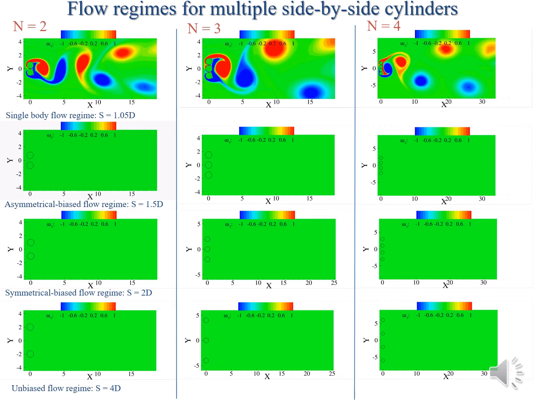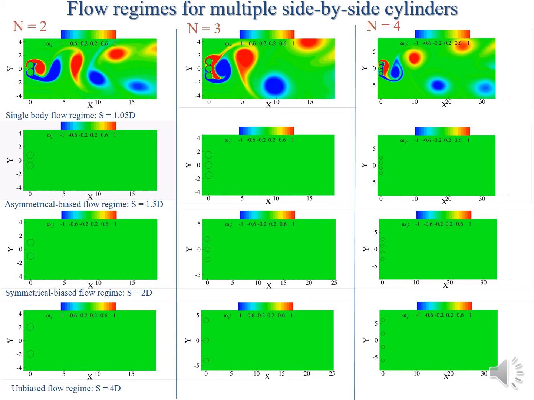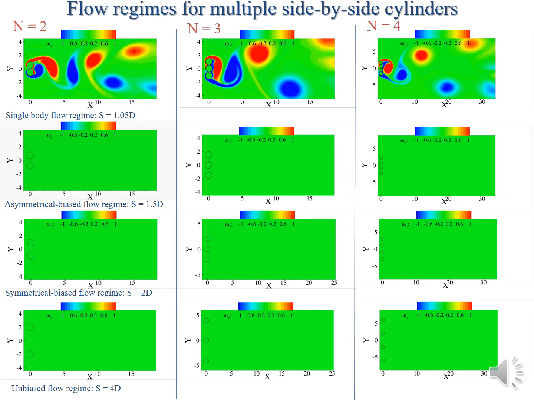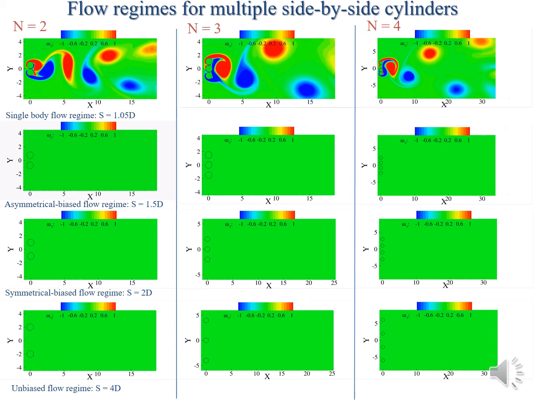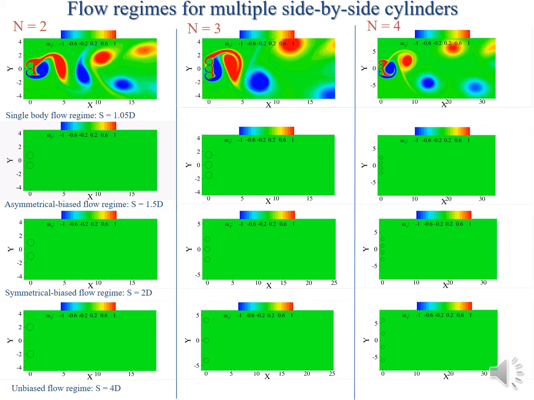And for that one, we simulate 2, 3, 4, and 5 cylinders. And we can see that the flow structures really behave like a single body, and there is really not much difference as you increase the number of cylinders.